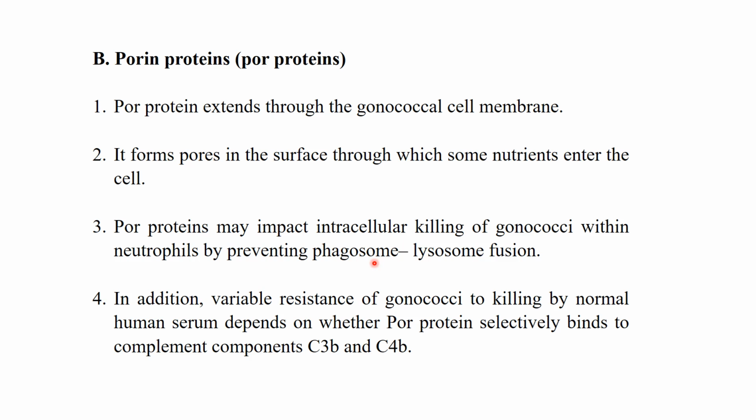The second important role of pore protein is that pore protein inhibits phagosome-lysosome fusion. When phagosome-lysosome fusion does not occur, the process of phagocytosis will be inhibited. So pore protein also helps in the evasion of Neisseria gonorrhea from the process of phagocytosis by preventing the phagosome-lysosome fusion. In addition, variable resistance of gonococci to killing by normal human serum depends on whether pore protein selectively binds to complement components C3b and C4b.